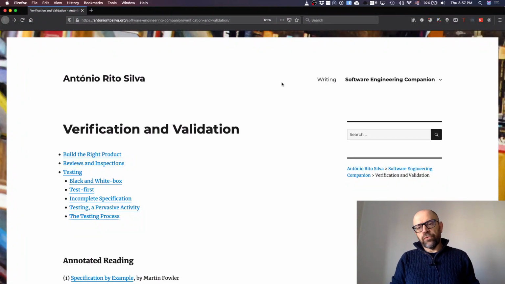Hello, now we start talking a little bit about verification and validation of software. This is an important area when you develop software because it is where you verify and validate whether the software artifact we have produced is according to the expectations and the specifications. Okay, so it's quite important.